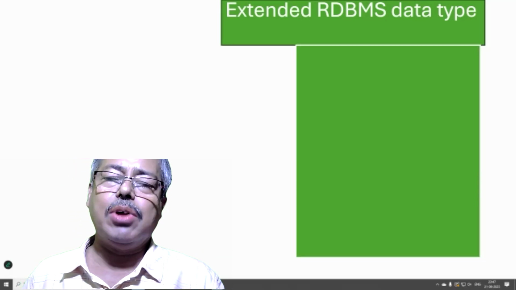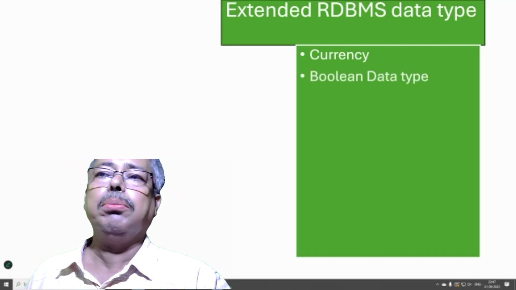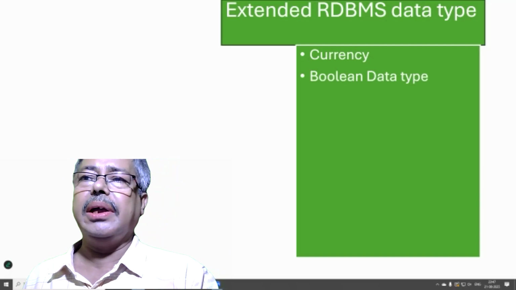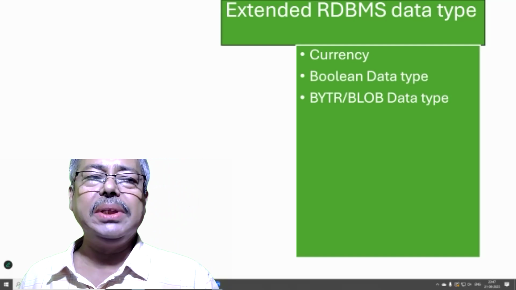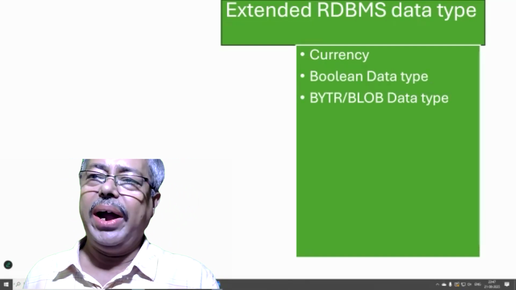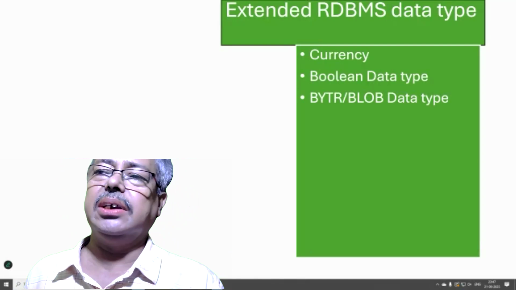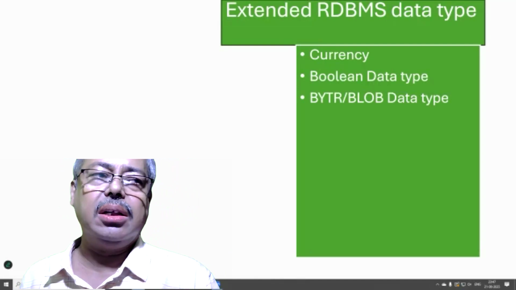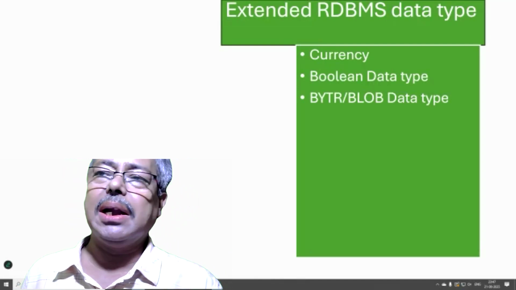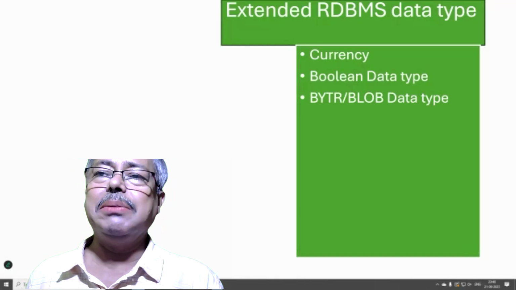Extended RDBMS data types. What are those? Currency is a data type in the RDBMS. Boolean data type is there in the RDBMS. Bytea and blob data types. Blob means a huge volume of data, a mixed data type. Colon, semicolon, slash, special characters, and so many characters are accommodated compactly in this blob data, where it may be a text file, or maybe a JPG file, or a PDF file.